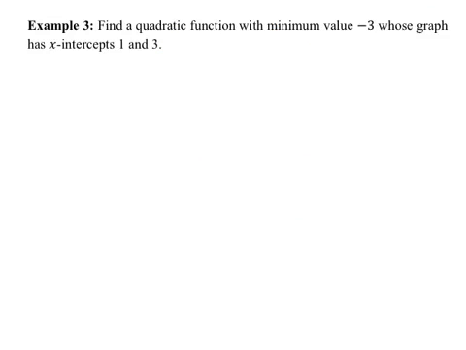So, example 3 says to find a quadratic function whose minimum value is negative 3. What does that mean again? The y coordinate of the min is negative 3. And whose graph has x-intercepts at 1 and 3. What can I do with the 1 and the 3 from the x-intercepts? Think about that new form of quadratics we looked at yesterday.